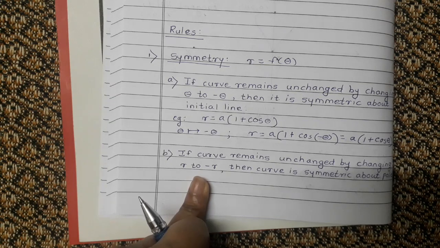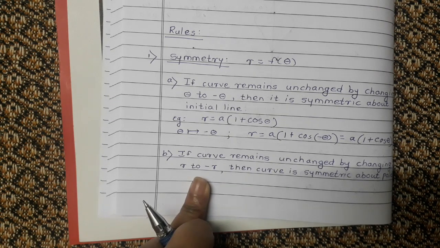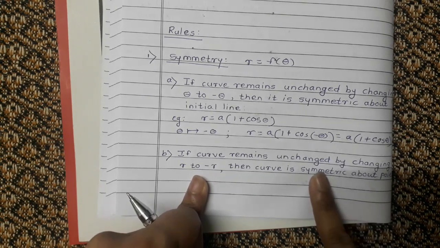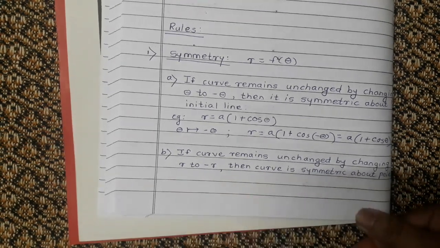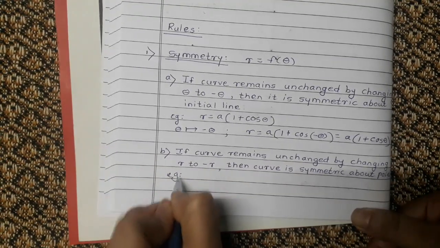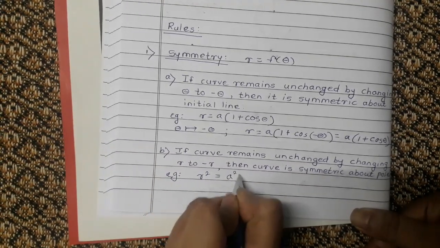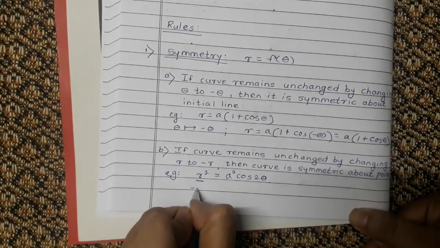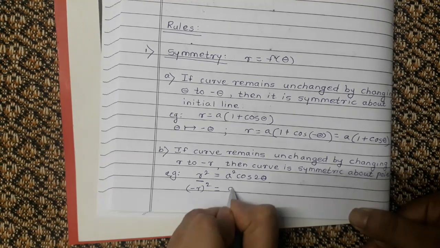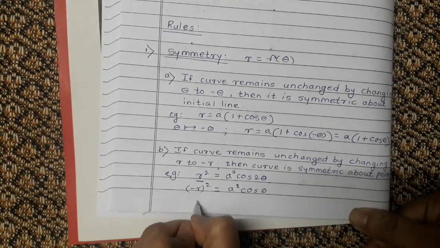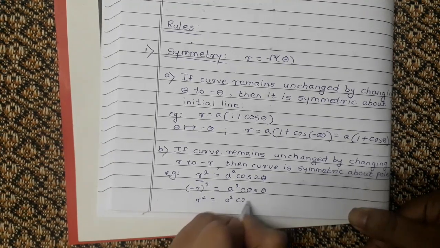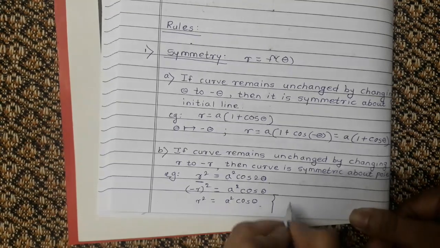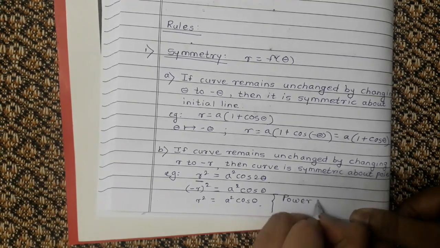If the power is odd, then r raised to an odd number is going to be minus of that number, right? So the power of r must be even, then only it will be symmetric about the pole, right? For example, say I have r square is equal to a square into cos 2 theta, right? So when I replace r by minus r here, I'm going to get the same curve back. Yes or no? So this is symmetric about the pole. So what is the keynote here? Power of r must be even.